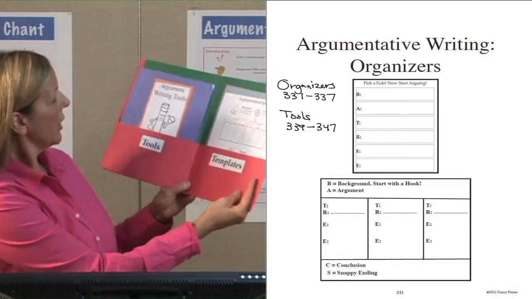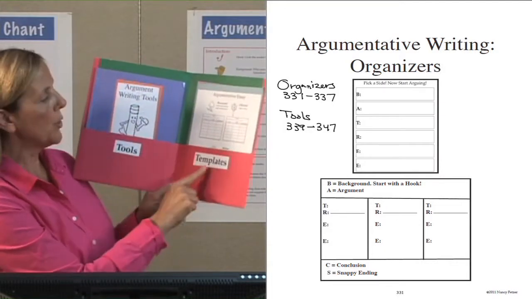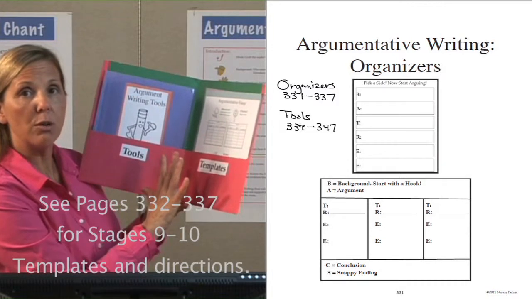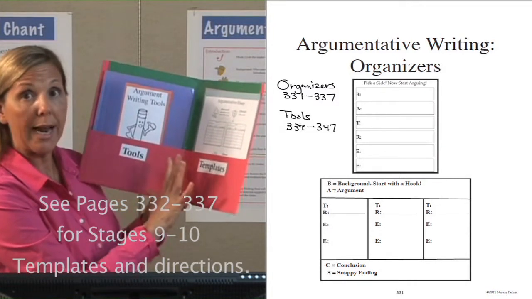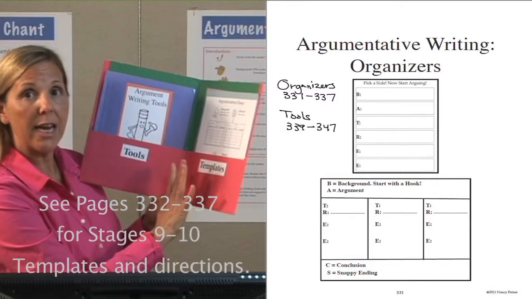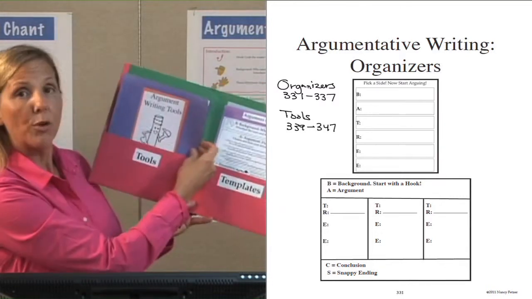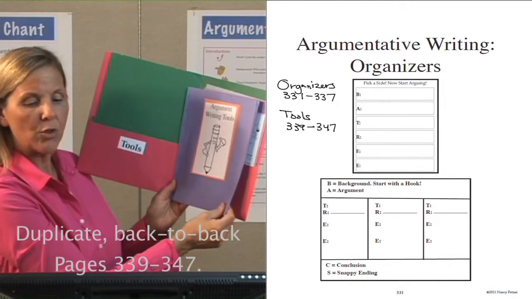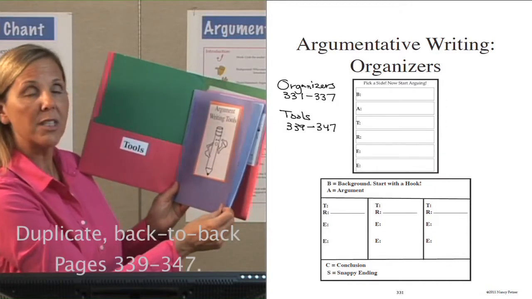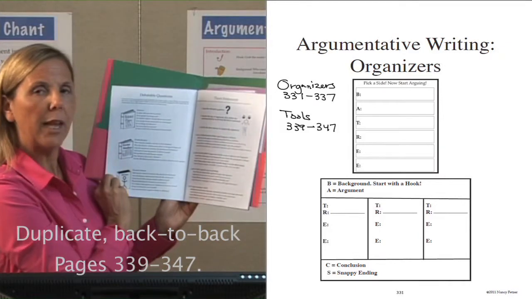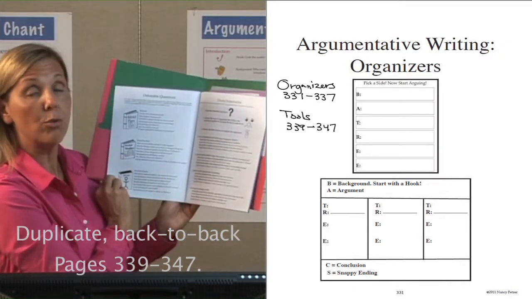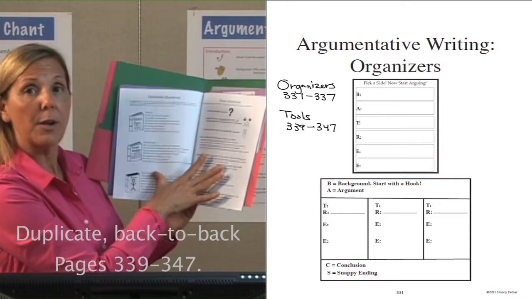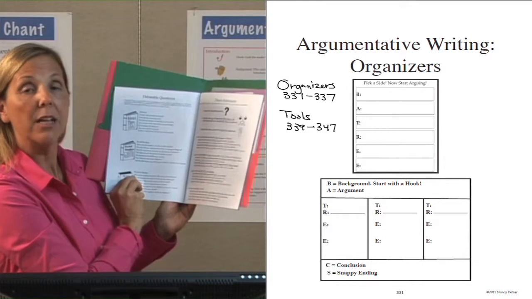Inside your file folder, you have a pocket for tools and a pocket for templates. The templates are the organizers I have students use for their research and to write out their stage 9 and stage 10 arguments. For the tools, I suggest that you duplicate back-to-back pages 339 to 347. As you're teaching how to plan and write an argument, or when your students independently are planning and writing their arguments, they can turn to these different pages to help them with planning their arguments.